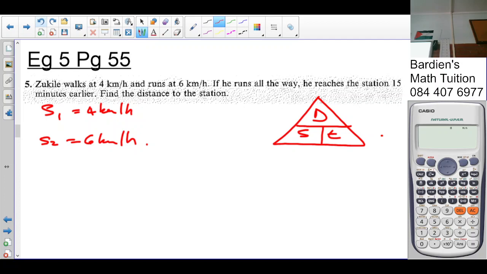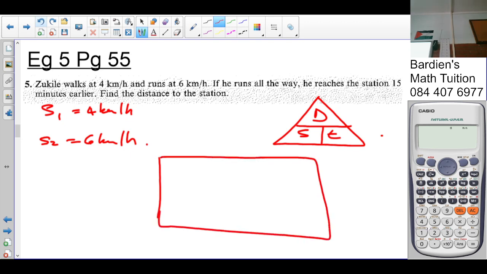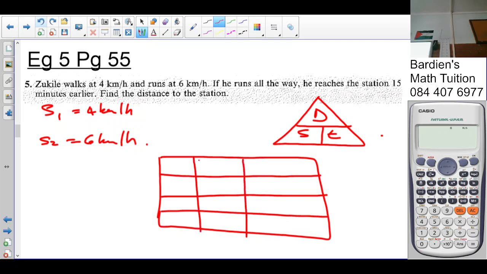So he walks at 4 kilometers per hour and he runs at 6 kilometers per hour. So we draw up a table. Okay, he walks and runs. So the distance is what we must calculate. They want to calculate the distance. So we say let the distance equal x.